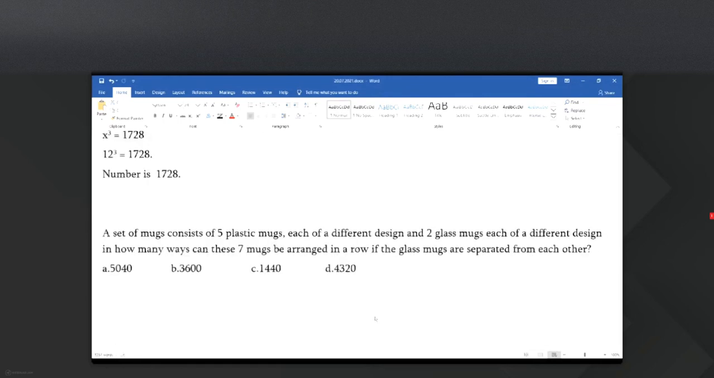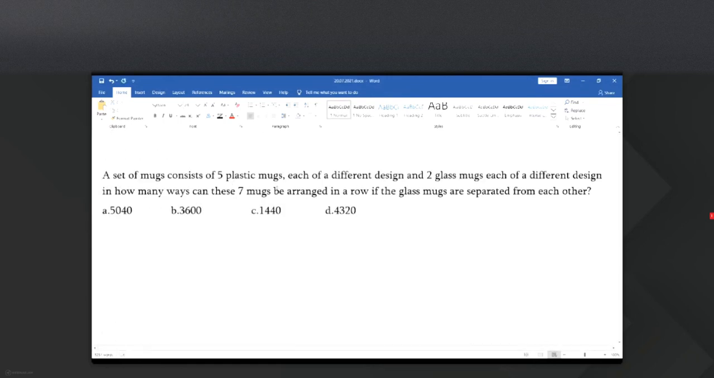Try this question. A set of mugs consists of 5 plastic mugs, each of a different design, and 2 glass mugs, each of a different design. In how many ways can these 7 mugs be arranged in a row if the glass mugs are separated from each other?